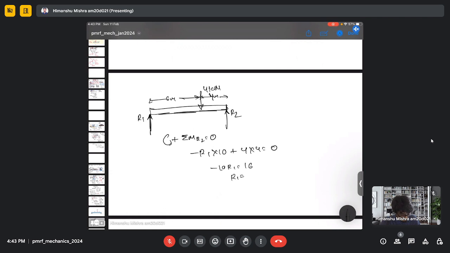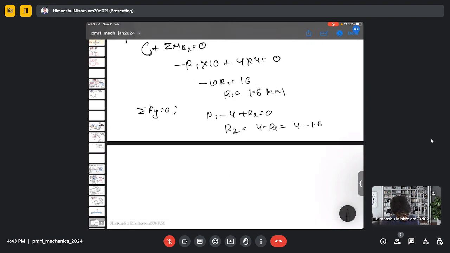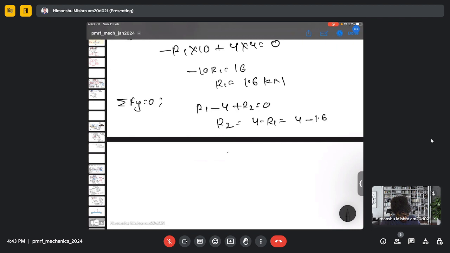So my R1 is 1.6 kilonewton. And when we do the force balance analysis, we will get R2 as 4 minus 1.6. So my R2 will be 2.4 kilonewton.